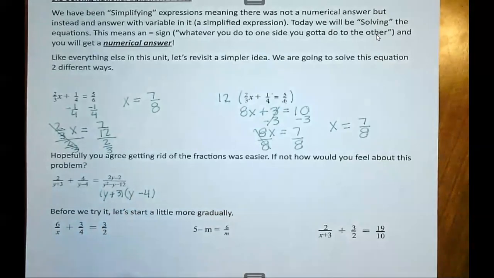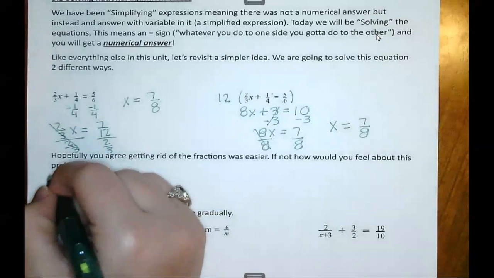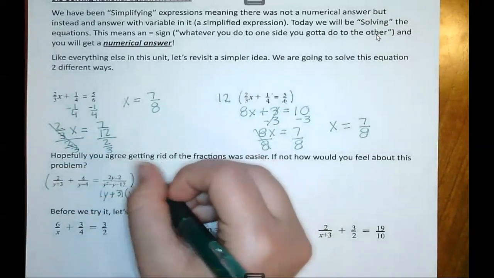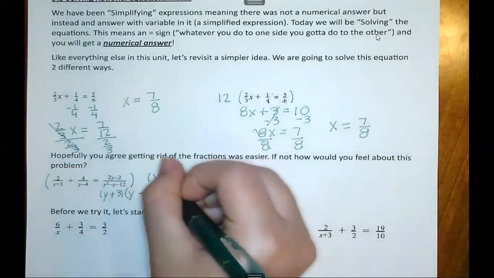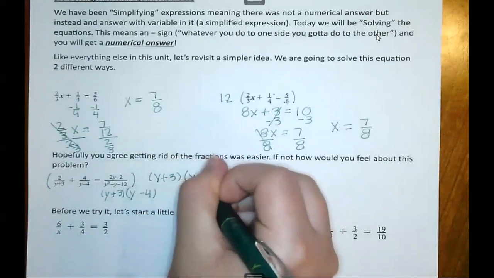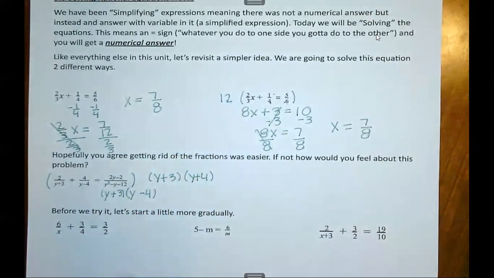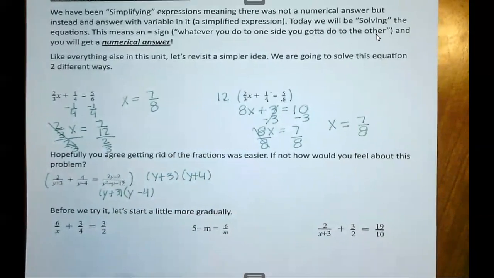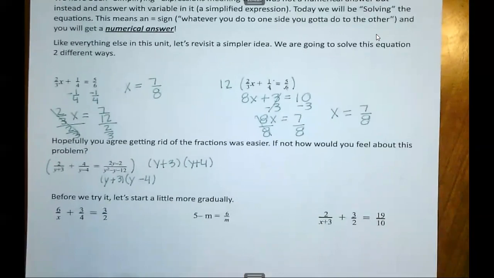and a negative 4, which it turns out is what these already had. So what I could do here is multiply the whole thing times y plus 3 times y plus 4, because that would be our common denominator, or least common multiple. So before we try and do that one and actually multiply each term, let's try it with some simpler ones first.